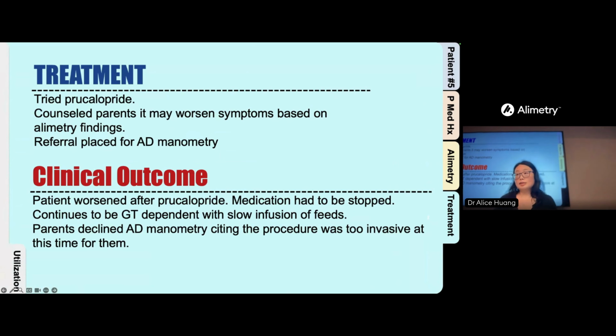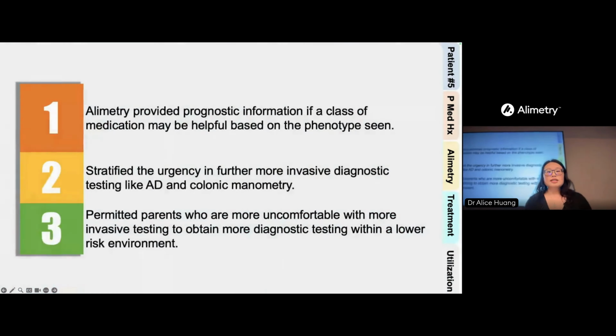He continues to be G-tube dependent, and because I saw dysrhythmia on the Alimetry, I thought, this kid needs an antroduodenal manometry, so I referred him for ADM. Unfortunately, the parents said that they don't want to submit him to the risk of ADM. They were okay with the risk for the gastric Alimetry, so they wanted to hold off on the ADM. So you'll see here in this case, Alimetry was used slightly differently. Number one, it gave me prognostic information on whether a patient would benefit from a promotility agent. Number two, this one definitely upped the urgency of the ADM.